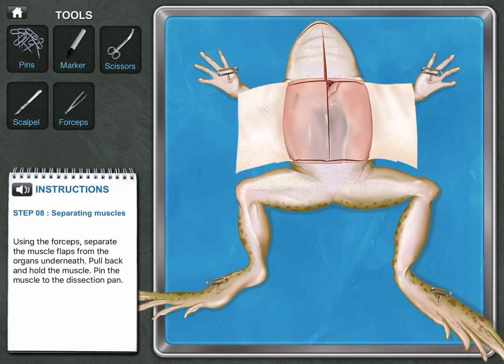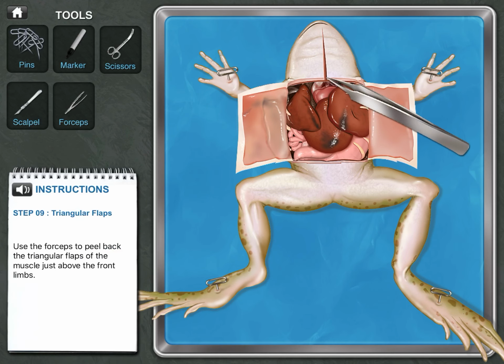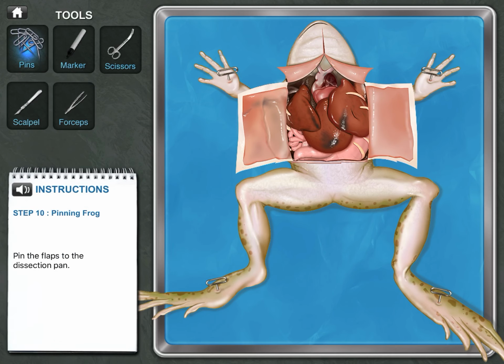Now we're going to take the forceps and we're going to have the big reveal. We're going to pull back the muscle layer so we can see the internal organs. Drum roll, please. And then we're going to take the pins and we're going to pin the skin and muscle layer back.